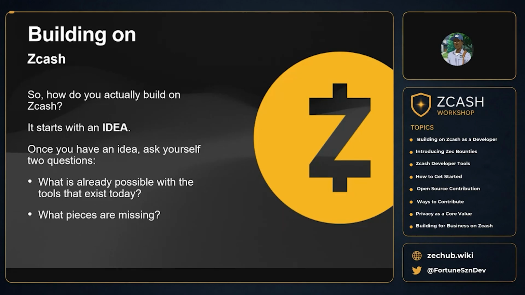So when you have an idea, you ask yourself two questions. What is already possible with the tools that exist today? So we have tools like Zebrad, we have Zingo CLI, we have Zaino, we have Zallet, we have WebZJS, we have a lot of tools. Then we ask, okay, based on the project, based on the idea that I have, what are the pieces that I'm missing in order to make my idea complete and push it into production? So those are the two questions you have to ask yourself.